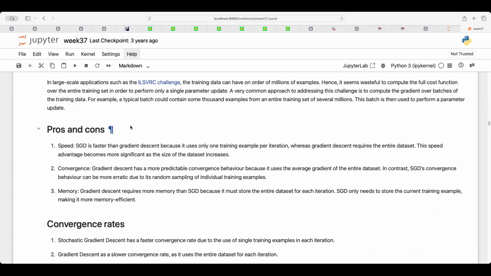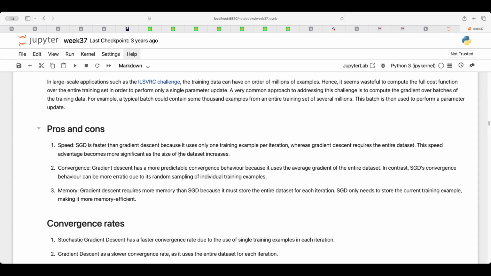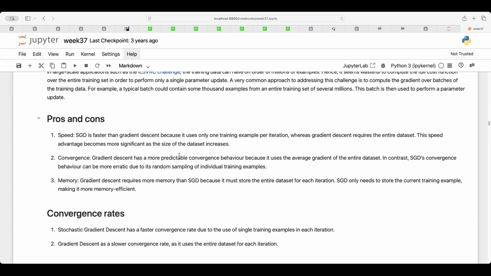So there are some pros and cons here. It's faster than gradient descent because it uses only one training example per iteration, whereas gradient descent requires the entire data set. The speed advantage becomes more significant as the size of the data increases.